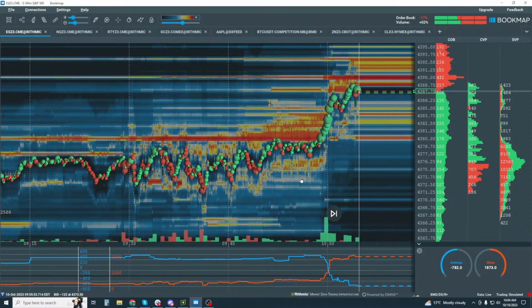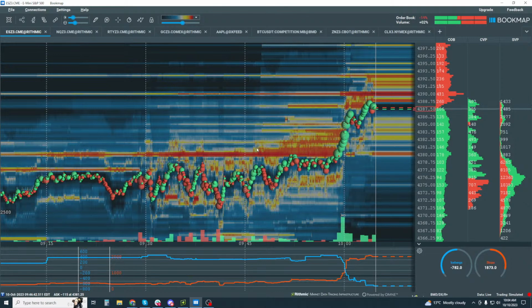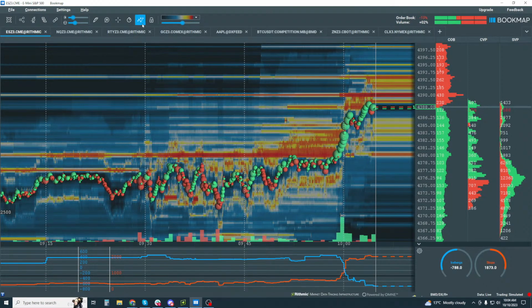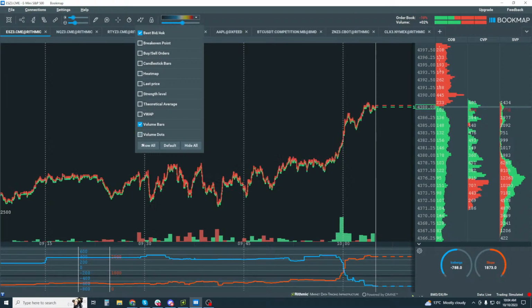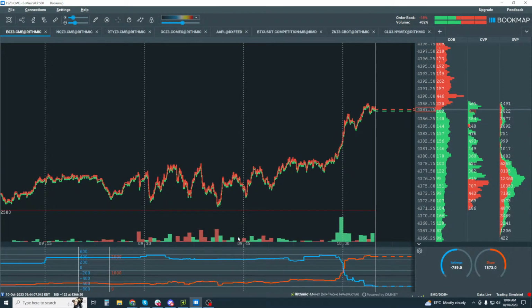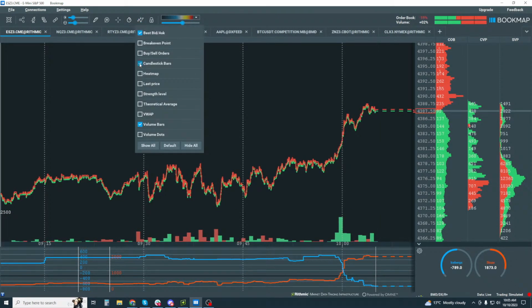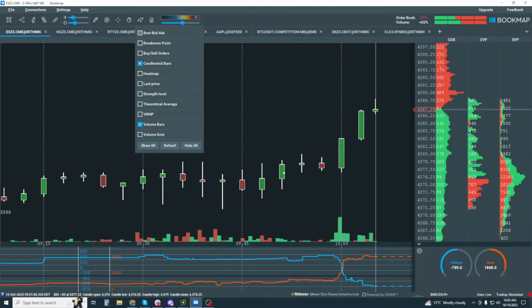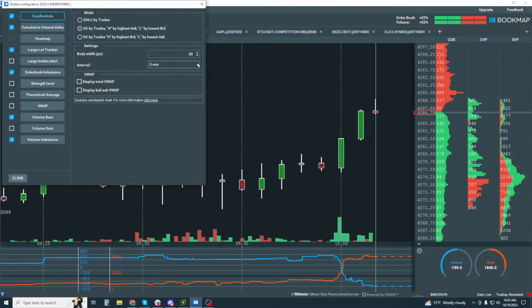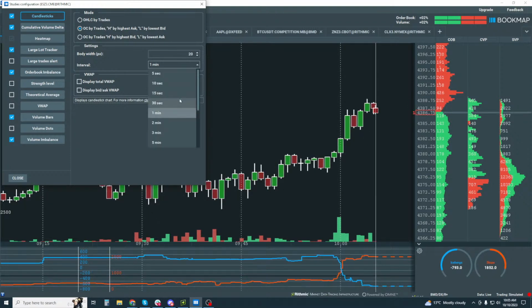Okay, so let me try to simplify this here. We're going to take some of the elements off the chart to begin with. We'll take the heat map off the chart. We'll take the volume dots off the chart as well. We'll just look at volume bars, and best bid and offer price action. In fact, let me take that off for just a minute, and we'll look at candlestick charts in here, and we'll take off the streaming price action. And let me make this a 1 minute candlestick chart, 2 minute candlestick chart.